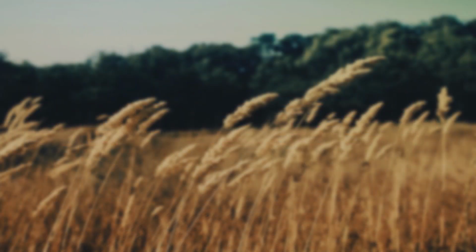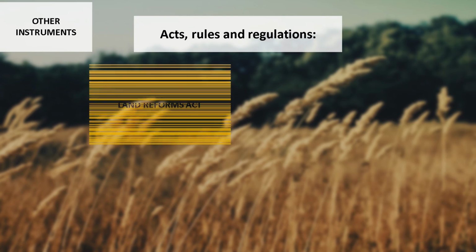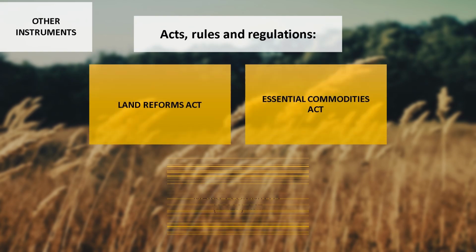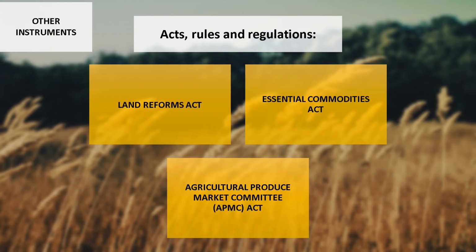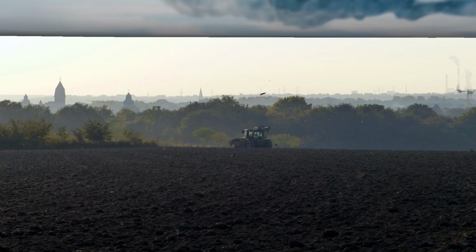Then there are various other instruments such as acts, rules and regulations, and in this area we have brought in many regulations such as the Land Reforms Act, the Essential Commodities Act, and the Agricultural Produce Market Committee, APMC Acts. We also created various laws related to providing institutional credit to the farmers.